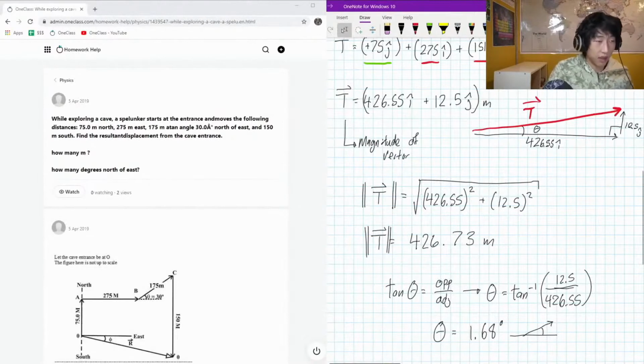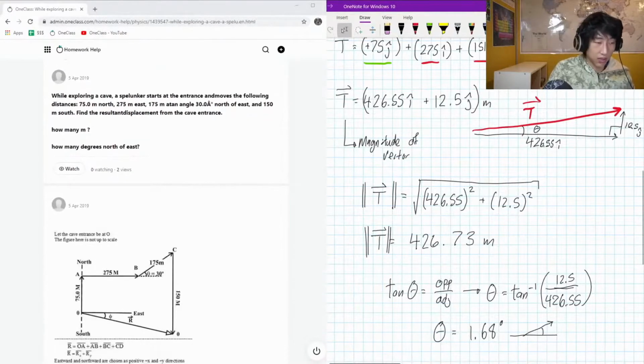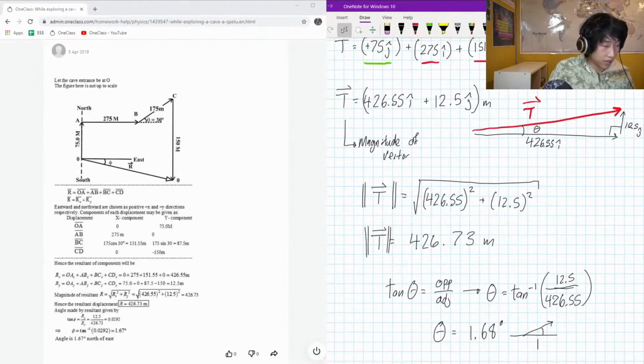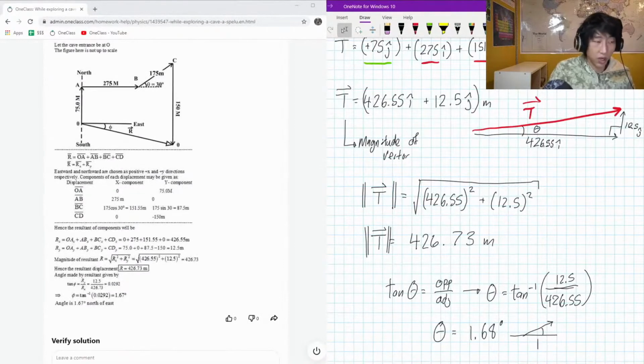How much are we north of east? That's essentially what this diagram is saying: 1.68 degrees. Very small angle, but still noticeable. There's just a little rounding discrepancy there, but otherwise this is a perfectly reasonable solution.